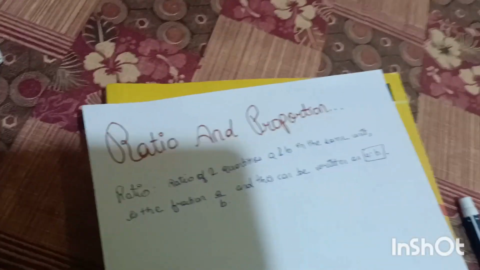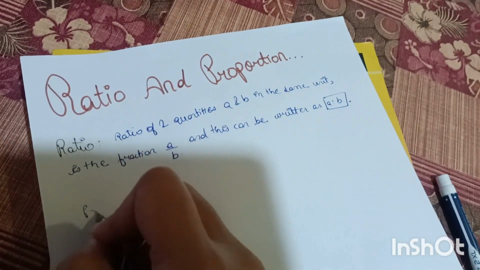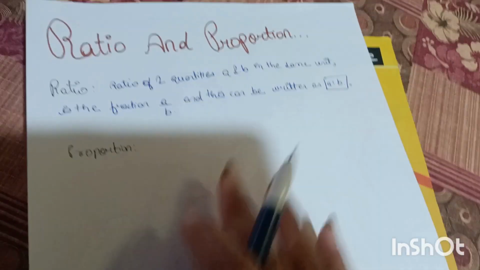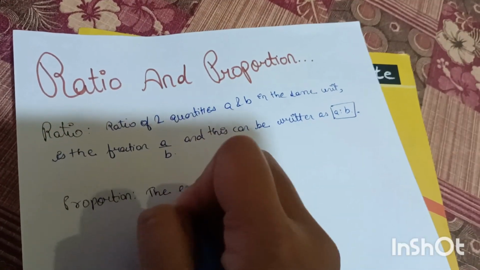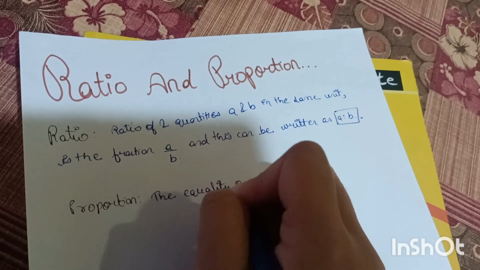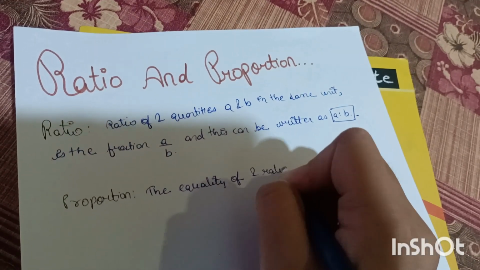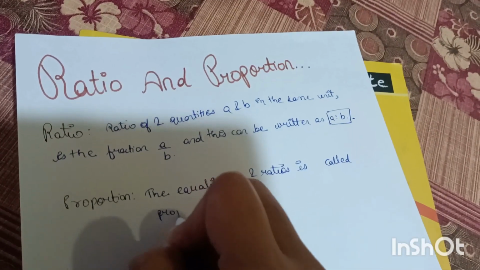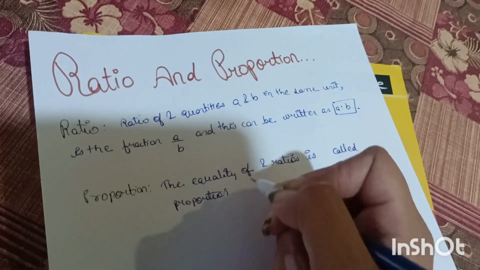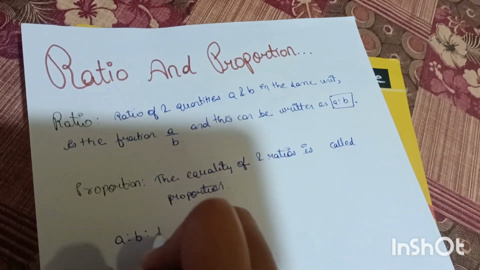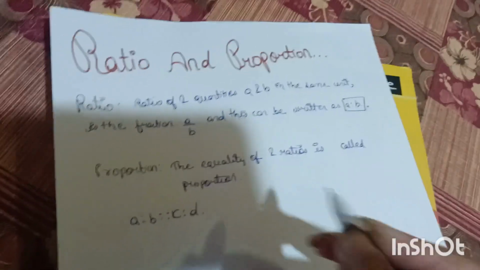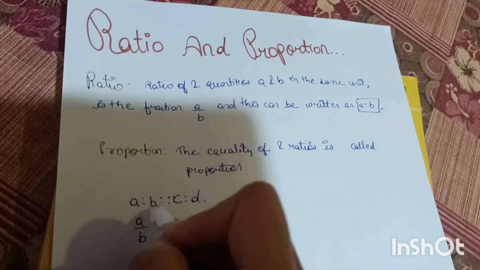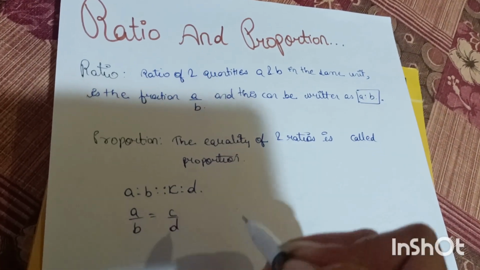Okay, so now for proportion. The equality of two ratios is called proportion, and it is like A ratio B, this C ratio D, and this can be written as A upon B equals to C upon D. So basically you can write it as equals to.